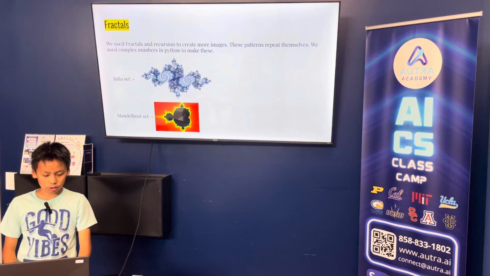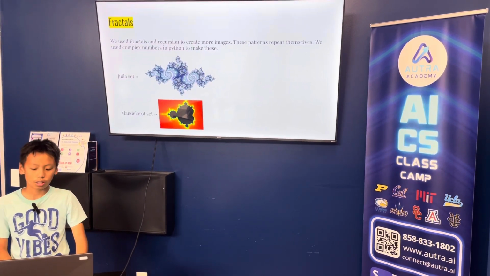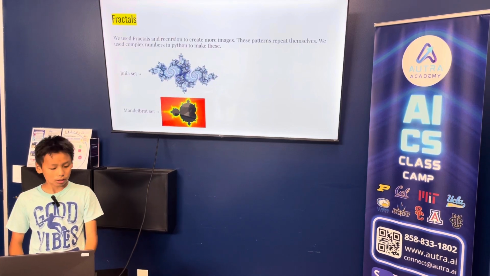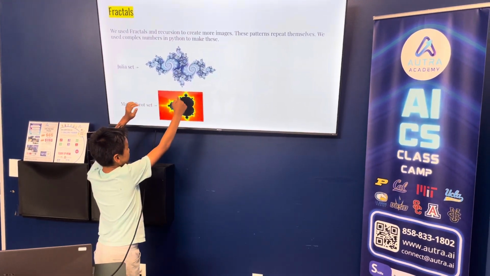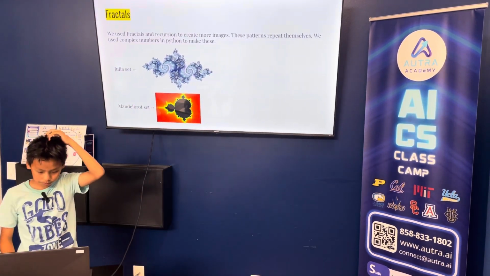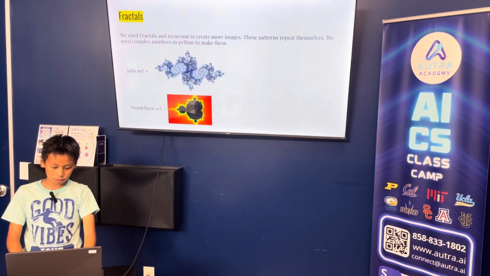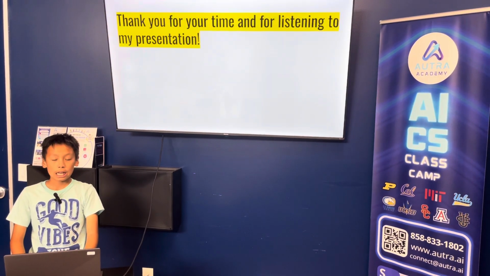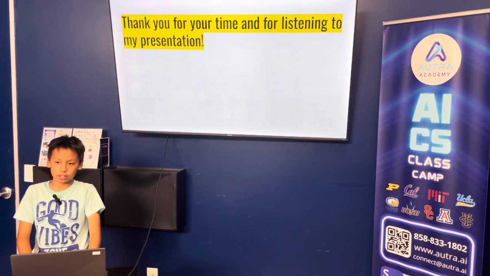Next we used fractals. We used fractals and recursion to create more cool images. These patterns repeat themselves, like the Julia set and the Mandelbrot set, which repeats this fat heart with a circle multiple times. We also use complex numbers like i to create these. Thank you for listening and your time for listening to our presentation.